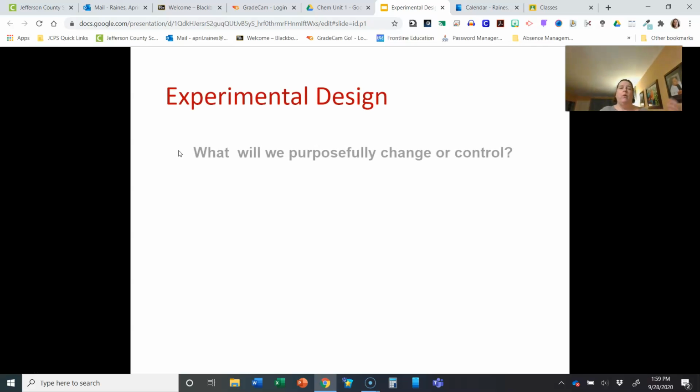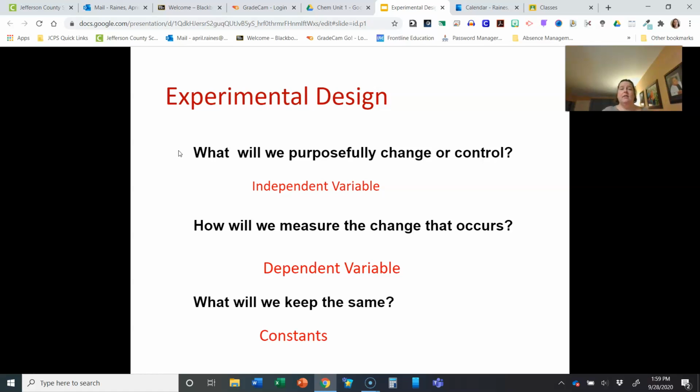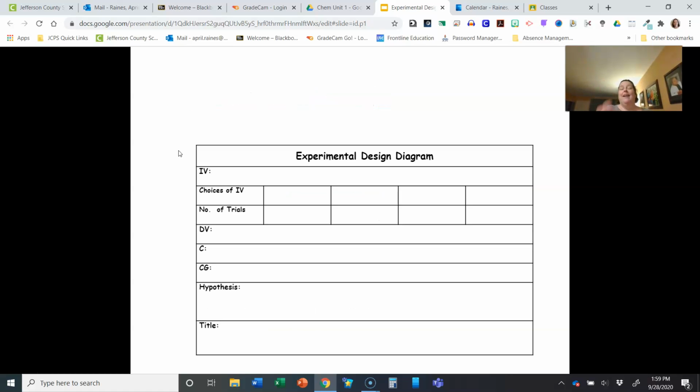Experimental design. So what will we purposely change or control? We know that's the IV. Okay, how will we measure the change that occurs? That's the DV. So we have everything pretty much lined out. What will we keep the same? Constants. So we're working toward the design, but how do we put it together? I use something called the experimental design diagram. And this diagram is simply a graphic organizer.